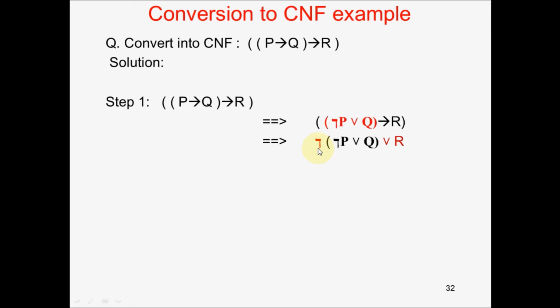Okay, now see, double negation works here. Not of not P will become P. Not of or will become and, not of Q will become not Q. So the sub-expression will be: not of not P will give you P, not of or will give you and, not of Q will become not Q. And this R can be written as it is, or R. So this is the term that we are going to get after step number 2.